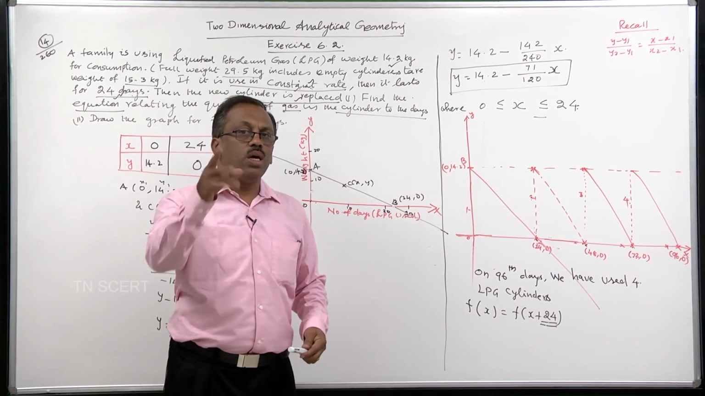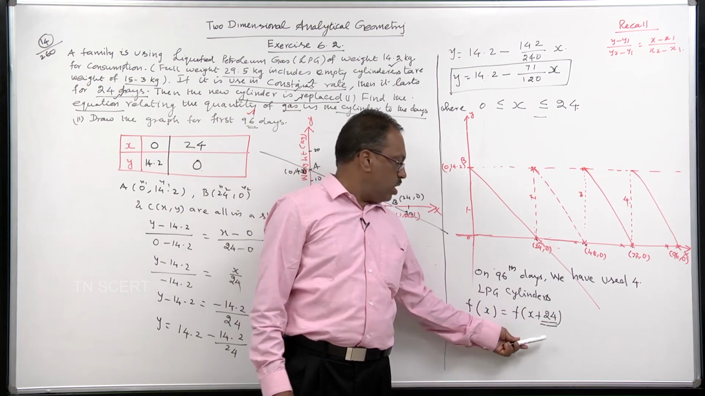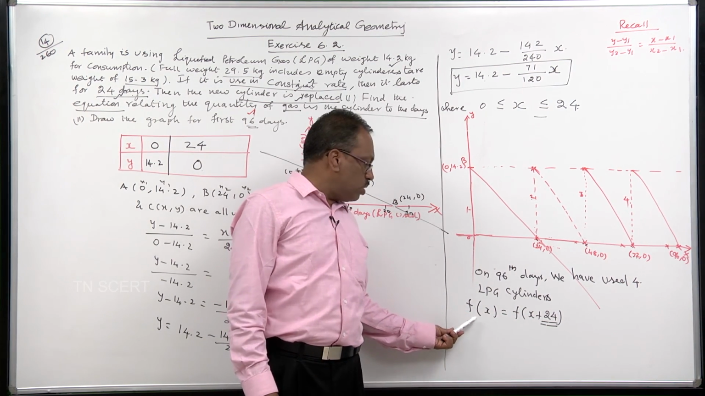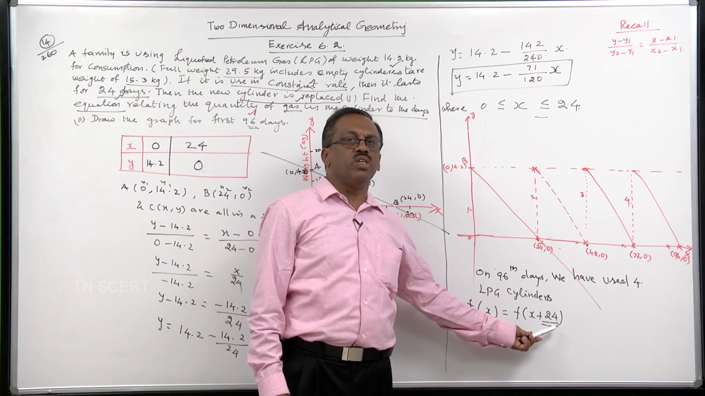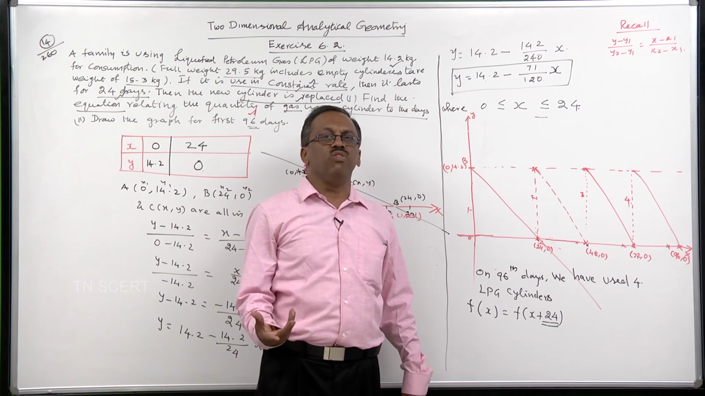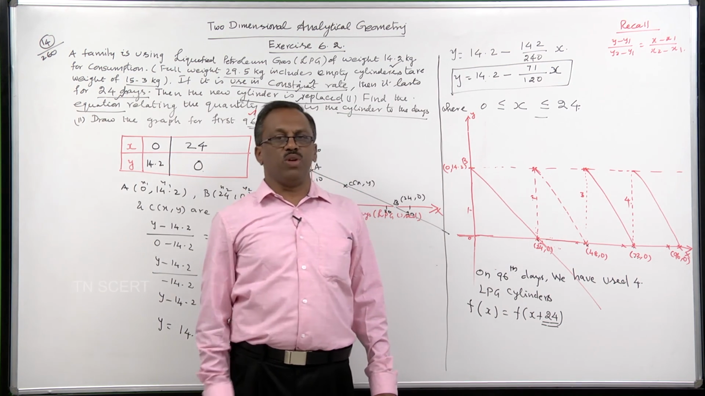In trigonometry, you know, it's a periodic function like this. So after 24 days it becomes an original cylinder to be used. This is the original cylinder, this is usage of all 24. This is the one thing I would like to give you as an additional input for you. That's all.